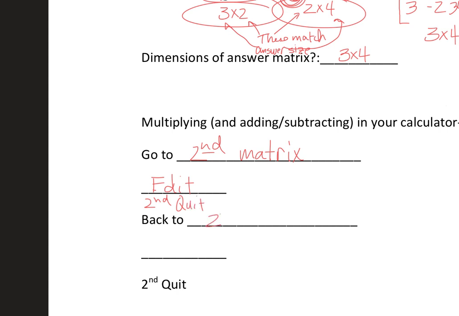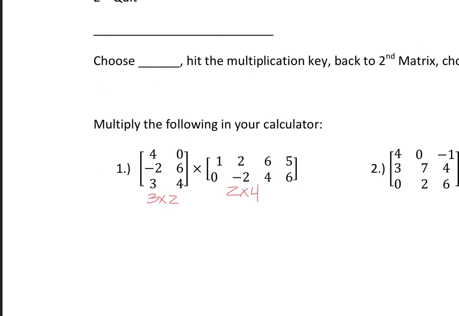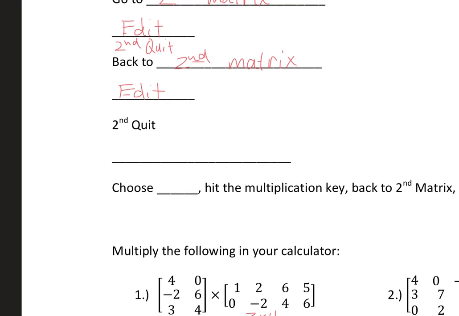All right, now back into second matrix we go. We're going to edit our second matrix. So back into second matrix and back over to edit. But this time under edit, I want you to go to matrix B. We need to enter a new matrix, and let's make matrix B this 2x4. So switch your dimensions to a 2 and a 4, and go ahead and enter these numbers. Again, if you need to pause, go ahead and pause. But once we get them entered in, we will again hit second quit, and we should be back at the home menu.